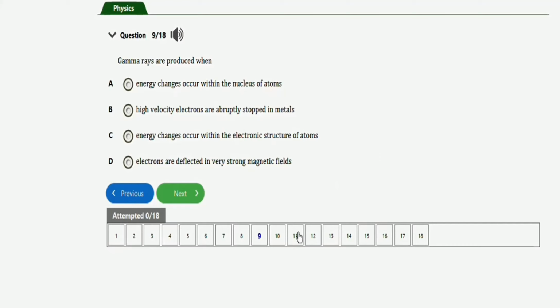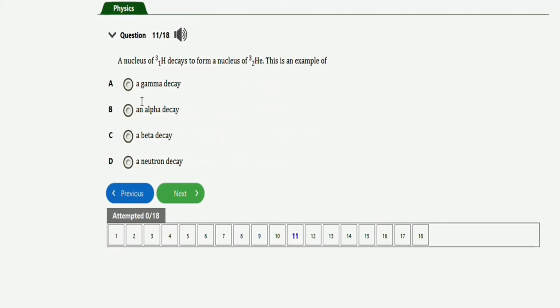The next question says a nucleus of this expression decays to form a nucleus of this expression. This is an example of, we have option A, gamma decay, alpha decay, beta decay, neutron decay. So the right option to this question is option C, which is beta decay. The reason is that in beta decay an element's atomic number is usually increased by 1. So the atomic number of helium here increased from 1 to 2. Okay, so that's it for this question.